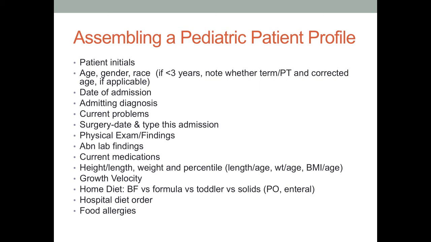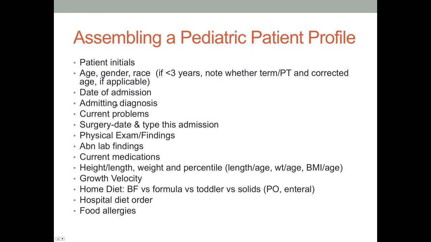So once you've done all those components, so remember anthropometrics, biochemical, client data, dietary data, and physical assessment, you can assemble a pediatric patient profile. In the adult patient, we had kind of set things that we put in there, but we've added a few for the pediatric patient. So in addition to the patient initials, age, sex, and race, you would also tell whether they were preterm or term, and if they were preterm, what their corrected age is.